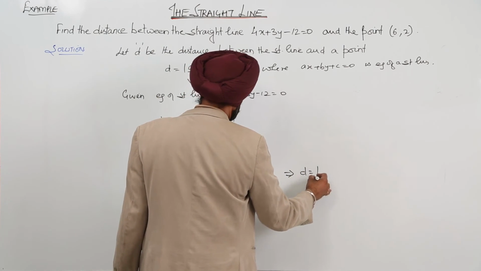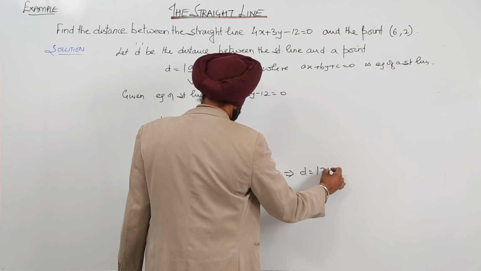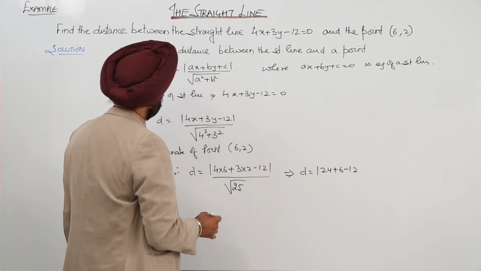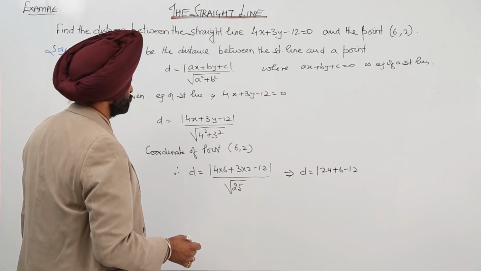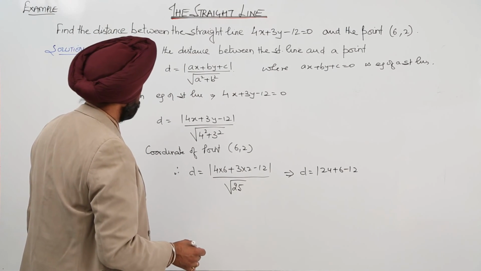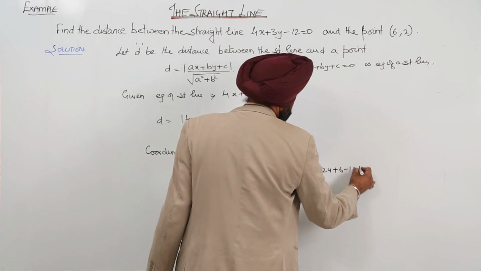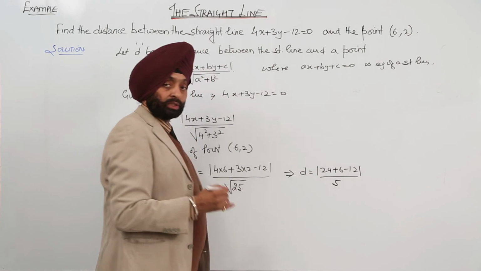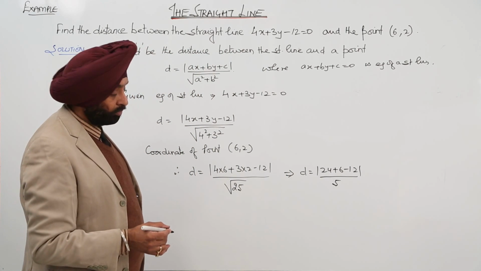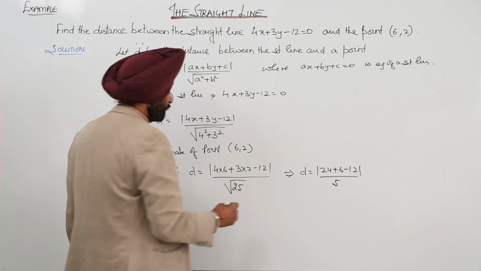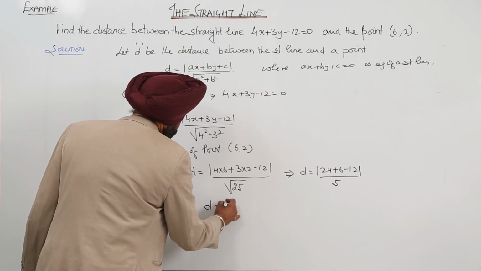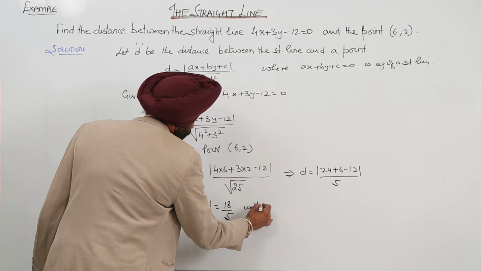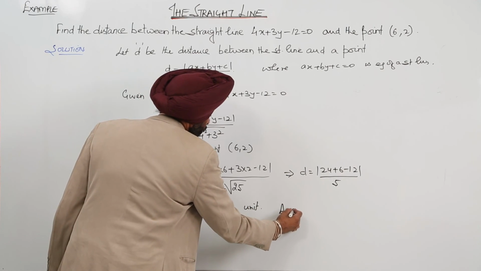D is equal to, now, 24 plus 6, it is 3 times 6 for the second term. Okay, yes, 24 plus 6 minus 12 upon 5. So it is 30. 24 plus 6 is 30. 30 minus 12 is 18. 18 upon 5 units. Answer.